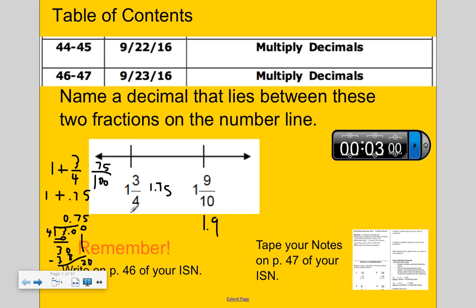So let's answer this. Name a decimal that lies between these. So what's between 1 and 75 hundredths and 1 and 9/10? What about 1 and 8/10? If I affix a 0 to this 1 and 9/10, that's 1 and 90 hundredths. So what about 1 and 78 hundredths? I could work with thousandths and say 1 and 781 thousandths.